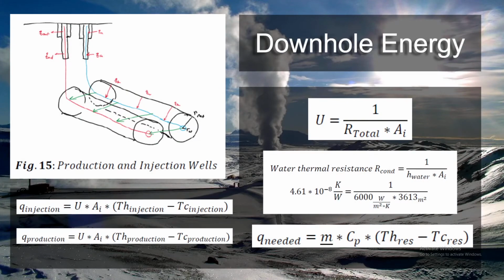Then for the downhole energy calculation, we found the overall heat transfer coefficient. We've got a sample calculation for one of the thermal resistances, which is for water, but we also consider the cement, the piping, and the reservoir rock. Then we use these to find the heat gained and lost in the injection and production wells. And then across the reservoir, we just consider the amount of energy needed to heat the injected fluid from the injection temperature to the final reservoir temperature.